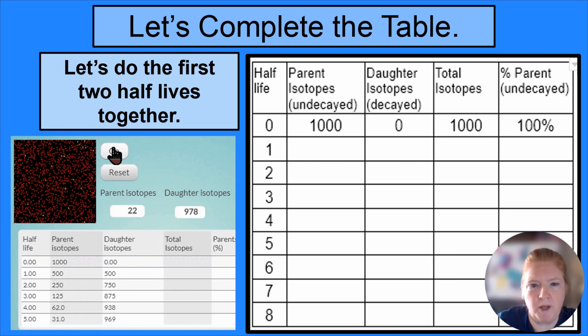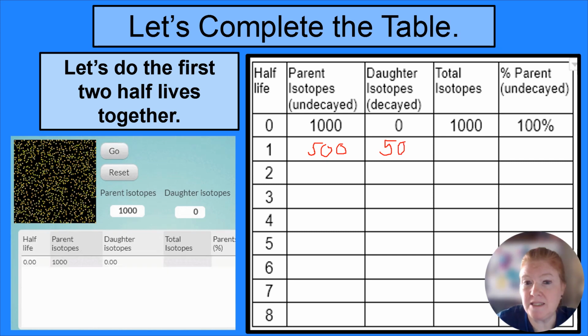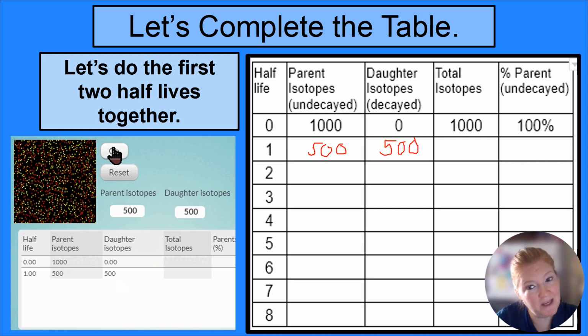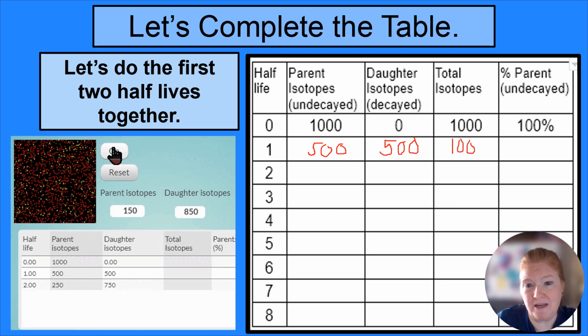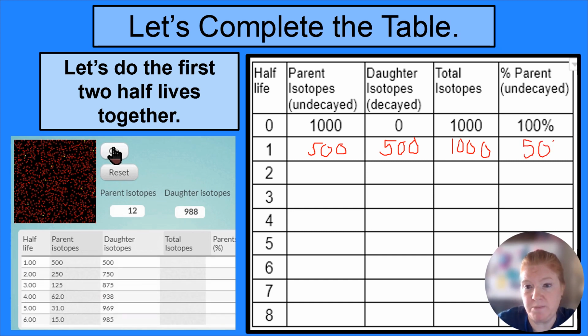So at half-life 1, we had 500 parent isotopes. They're not decayed, they're still left, they're still radioactive. And then the daughter is the one that it decayed into. So it didn't disappear, it changed into something else. So how many total isotopes do we still have? We still have 1,000. 500 are still radioactive, and 500 have decayed into the daughter isotopes. So how much of the parent is undecayed? How much of the parent is left? Well, 50%.